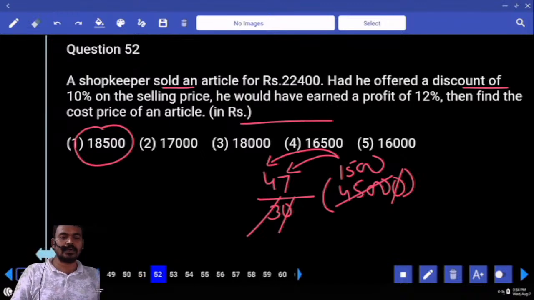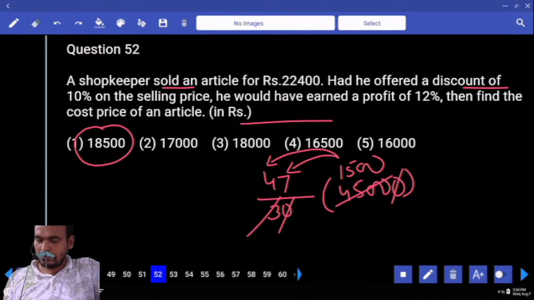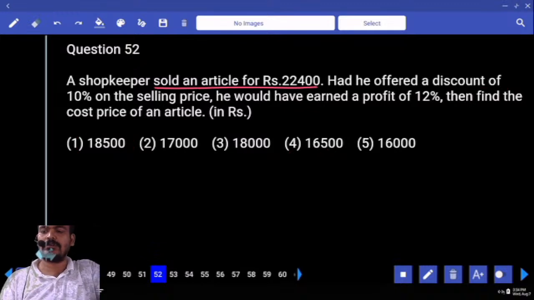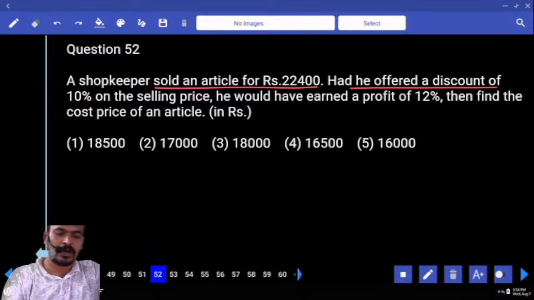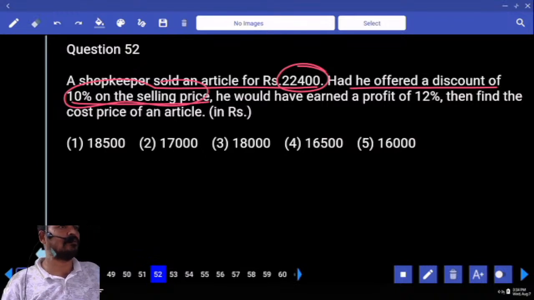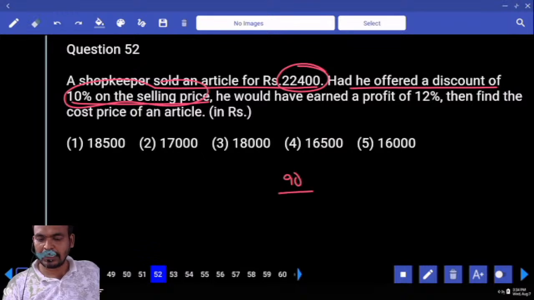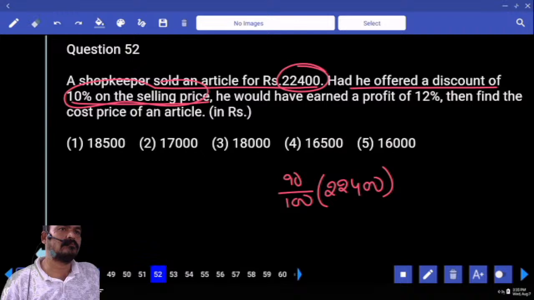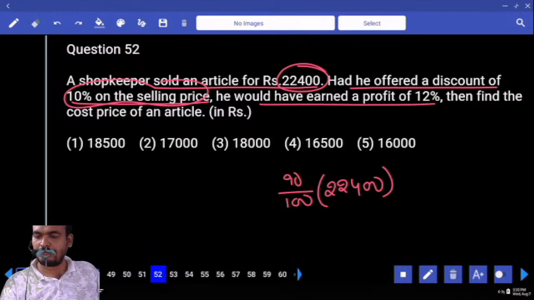Next question number 52. A shopkeeper sold an article for 22,400 and he offered a discount of 10% on the selling price. What is the selling price of the article? 22,400. In that, how much percent discount? 10%. 10% discount means the remaining value is 90%. 90% of which one? 22,400. That is after discount or before discount? After discount.